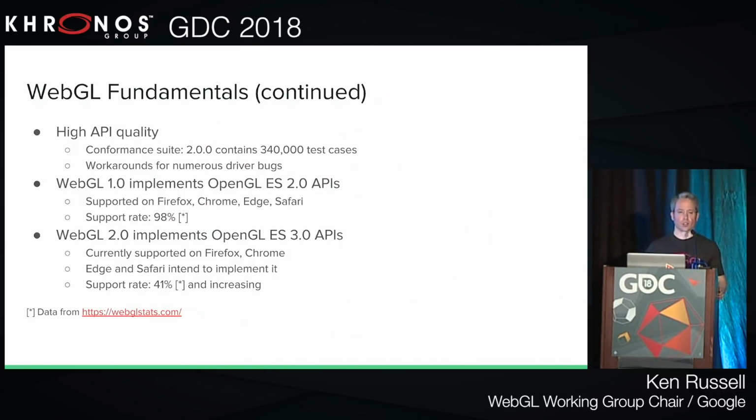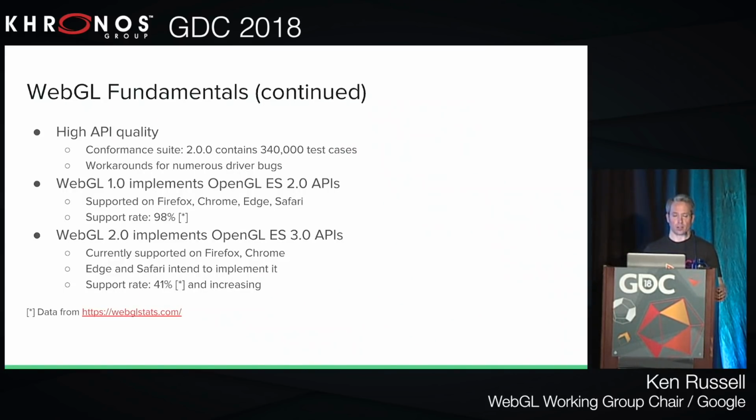We can assert that we've got pretty high API quality. The WebGL 2 Conformance Suite has over 340,000 individual test cases that cover the entire API pretty rigorously. And we've implemented workarounds for literally hundreds of graphics driver bugs that ensure that you get consistent behavior of the API across operating systems, GPUs, and devices.